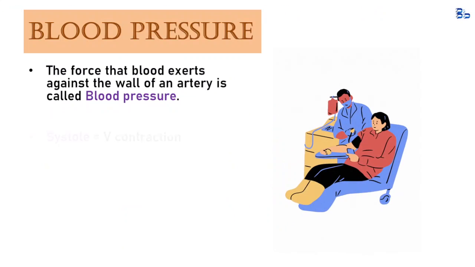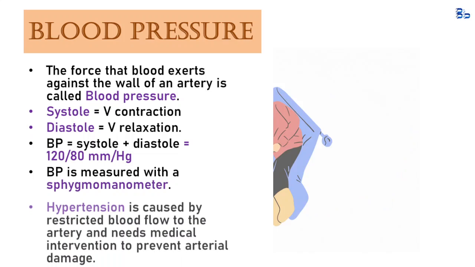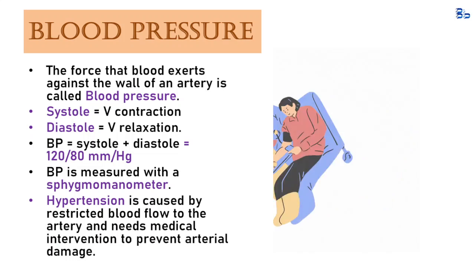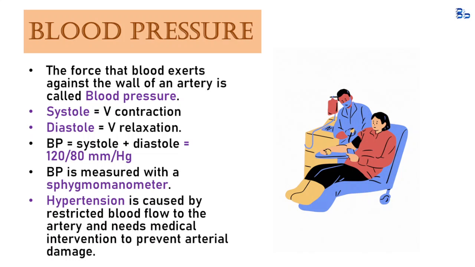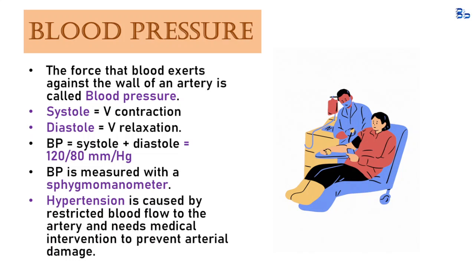Now we're going to look at the concept of blood pressure. So simply put, the force that blood exerts on the wall of an artery is called blood pressure. So blood pressure is a combination of two separate pressures, systole and diastole. So the pressure generated by ventricular contraction is called the systolic pressure, and the pressure generated by ventricular relaxation is called the diastolic pressure.